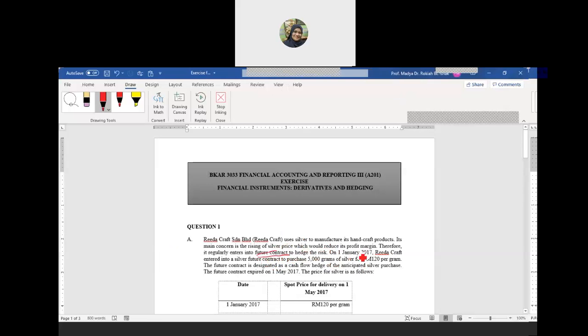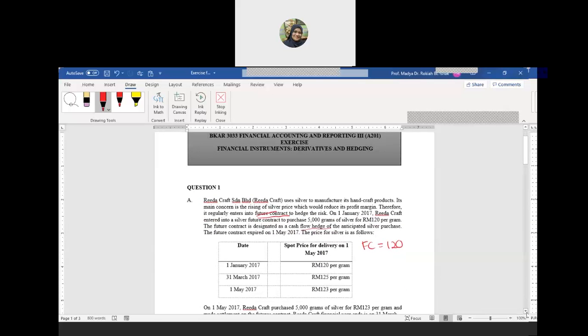On 1st of January, Reader Craft enters into a futures contract to purchase 5,000 grams of silver at the price of 120 per gram. The futures contract is designated as a cash flow hedge of the anticipated silver purchase. The futures contract will expire on 1st of May.